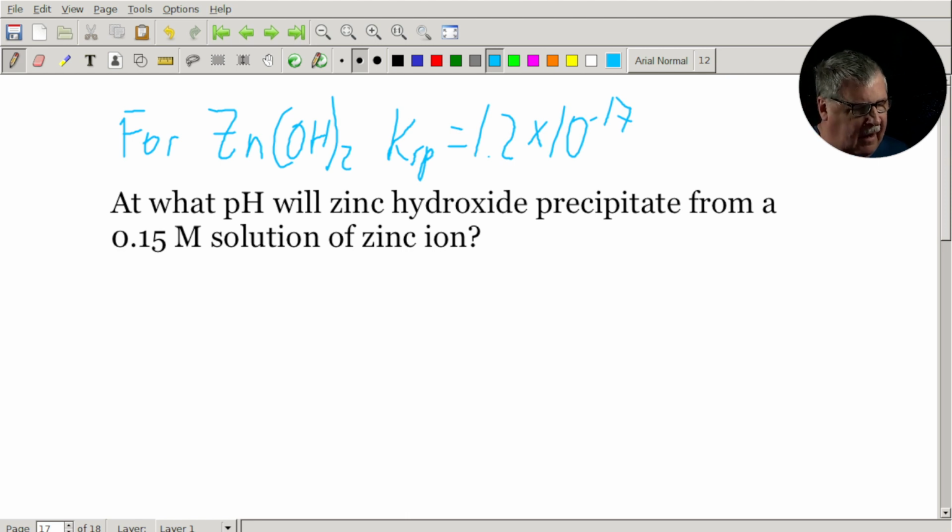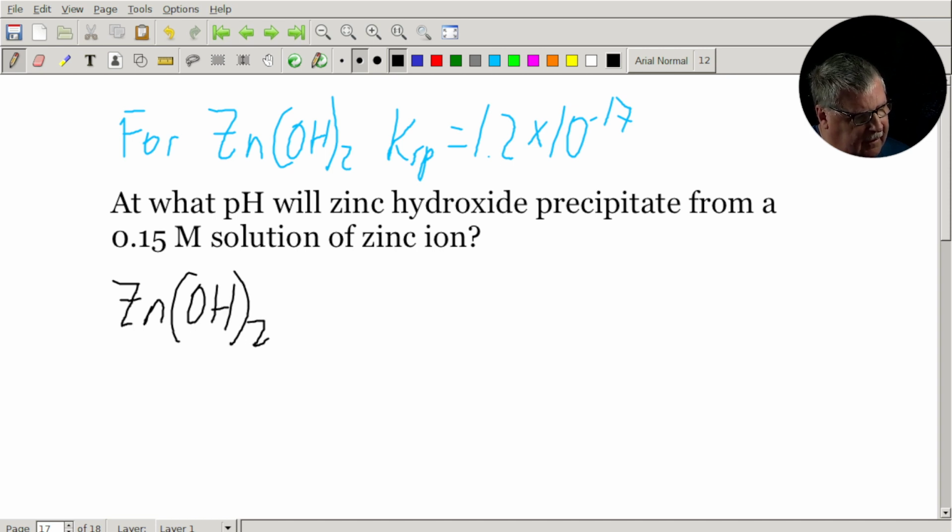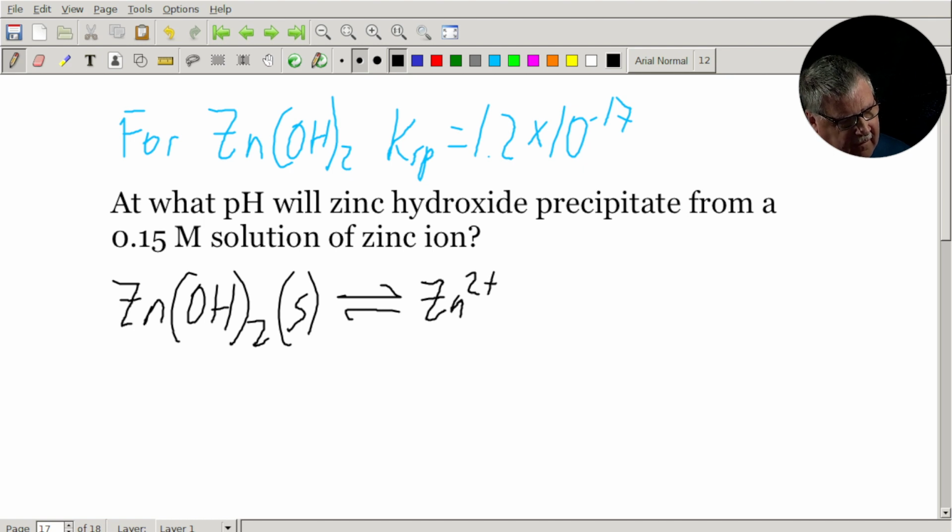And again, we can go through and figure out what's going on with this. What are we looking at with this KSP? We're looking at the dissolution of zinc hydroxide. And again, if you don't remember the formula of zinc hydroxide, all you have to do is look at the table. Hydroxide ion has a -1 charge, therefore the zinc ion must have a +2 charge because it combines with 2 hydroxide ions to make a neutral salt.